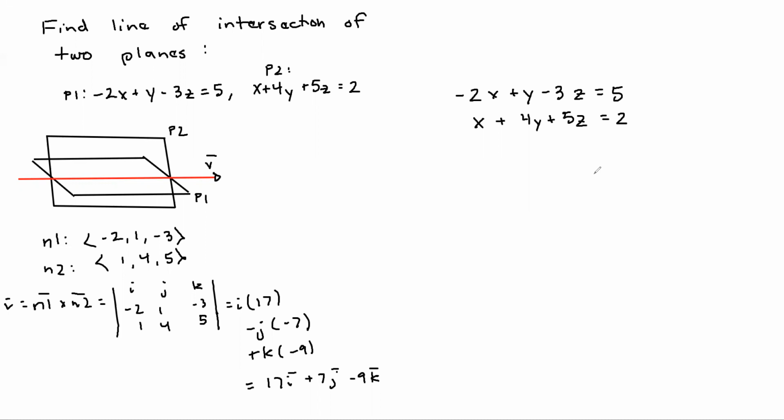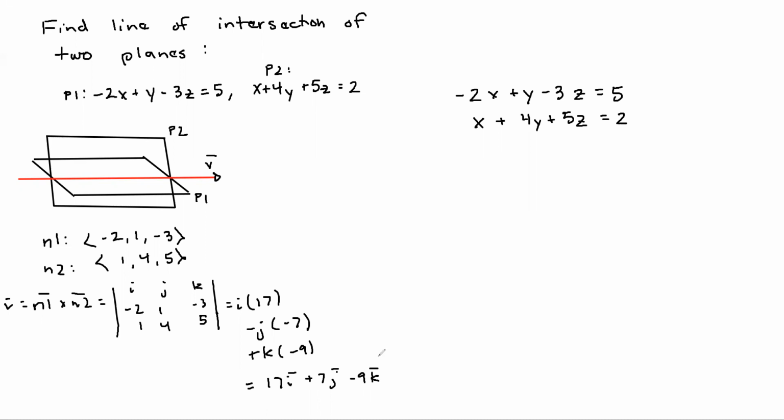intersect. Now, how do I know that both of these planes hit the xy plane? It's because of this vector here. If this did not hit the xy plane, it would have no k component. So the fact that it has a k component tells me that it's moving up and down, and so it's going to hit the xy plane.